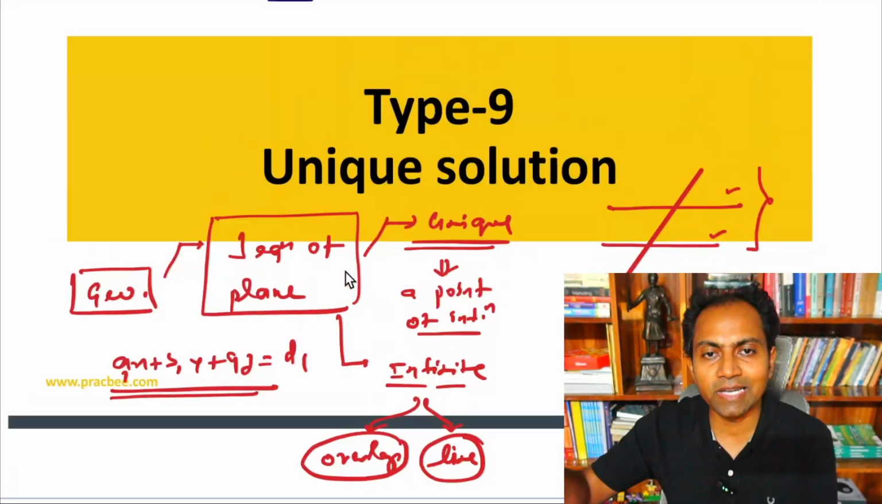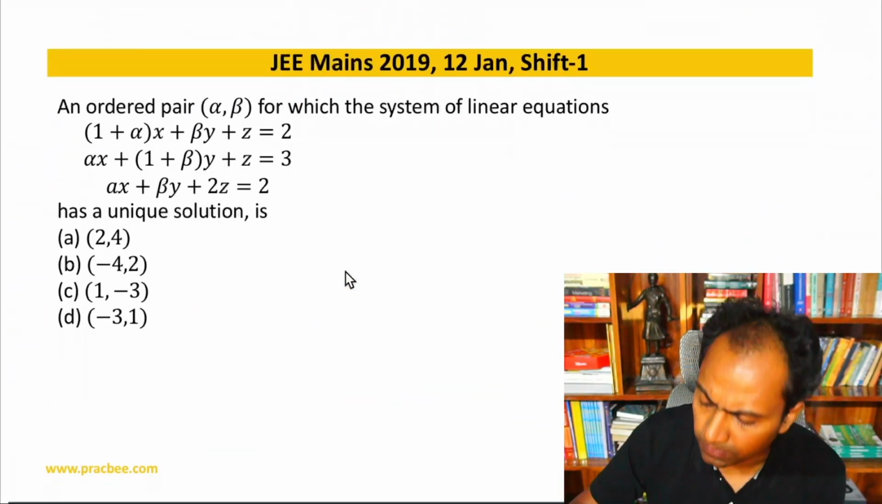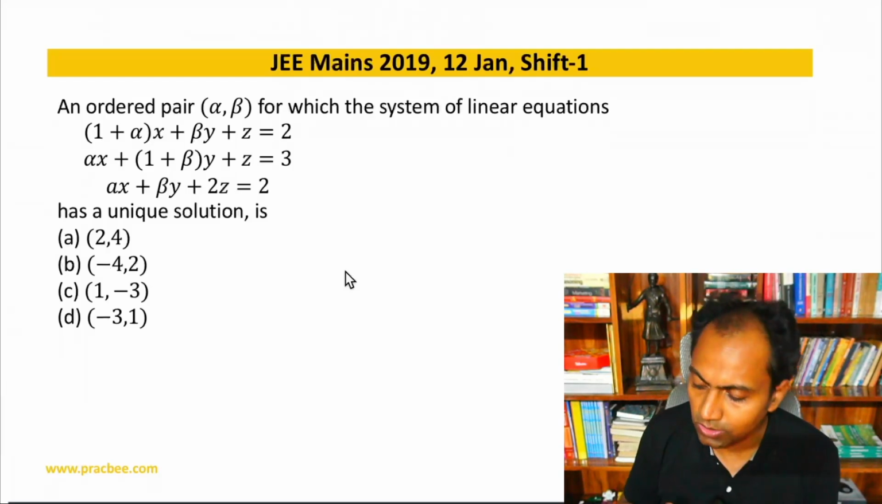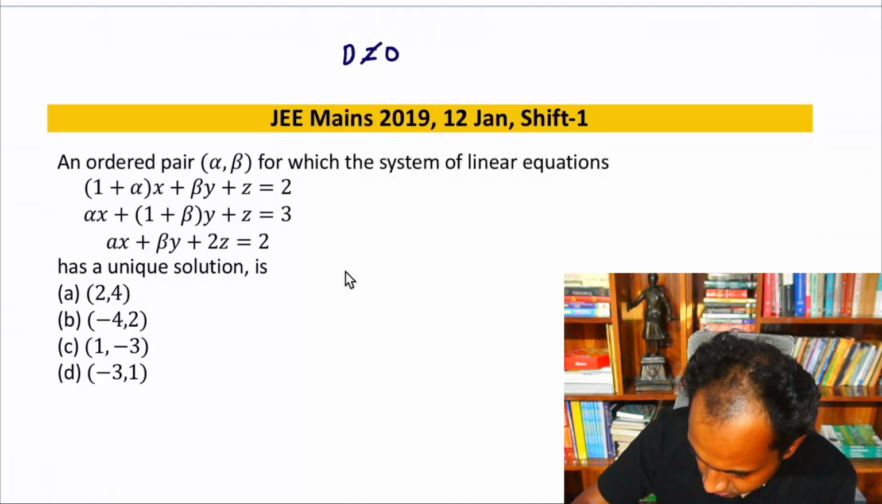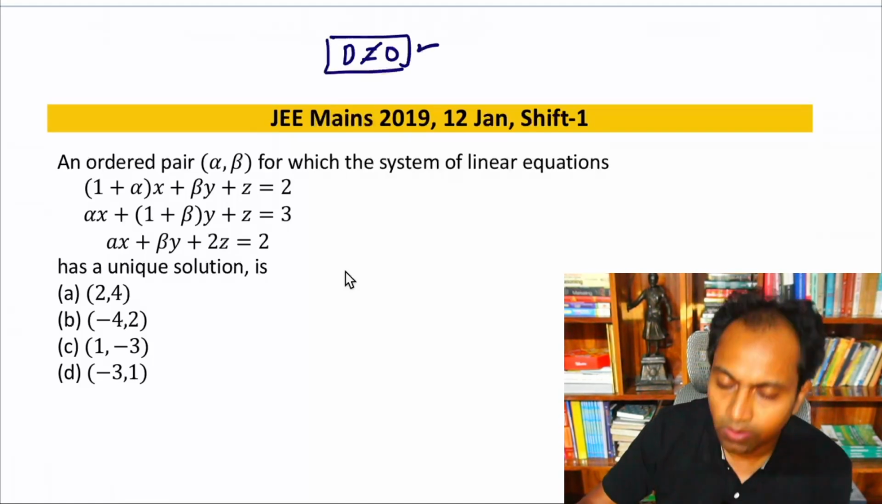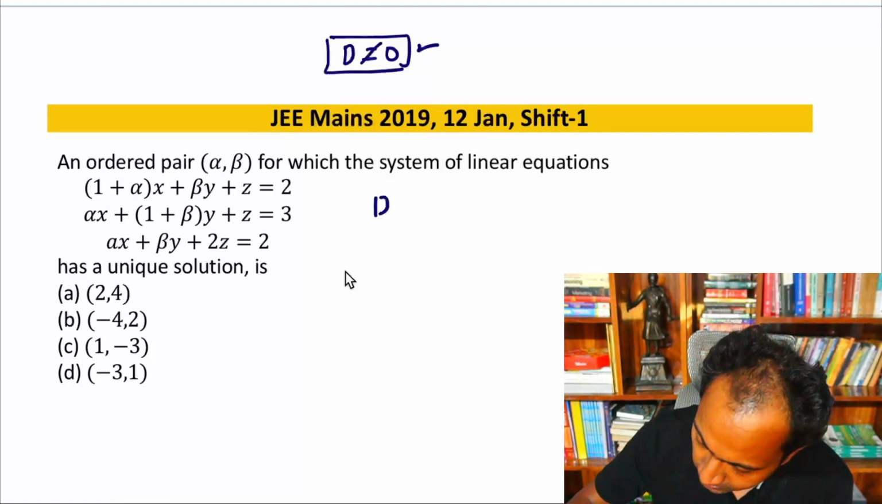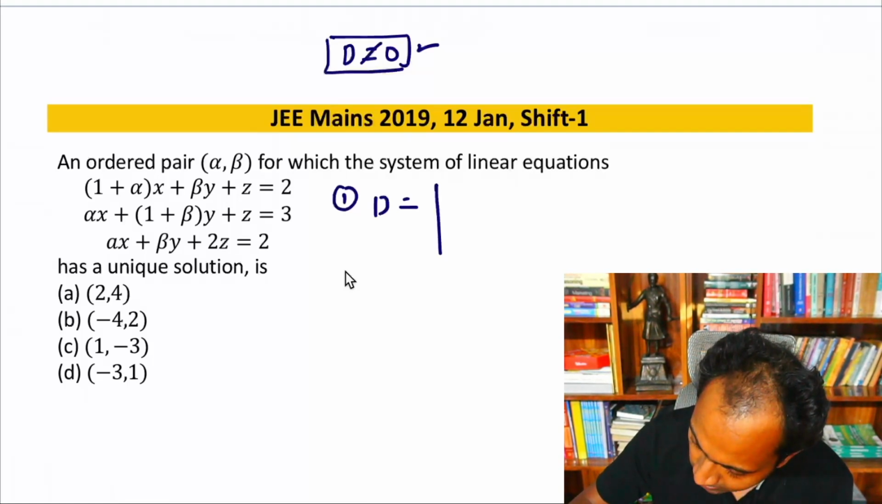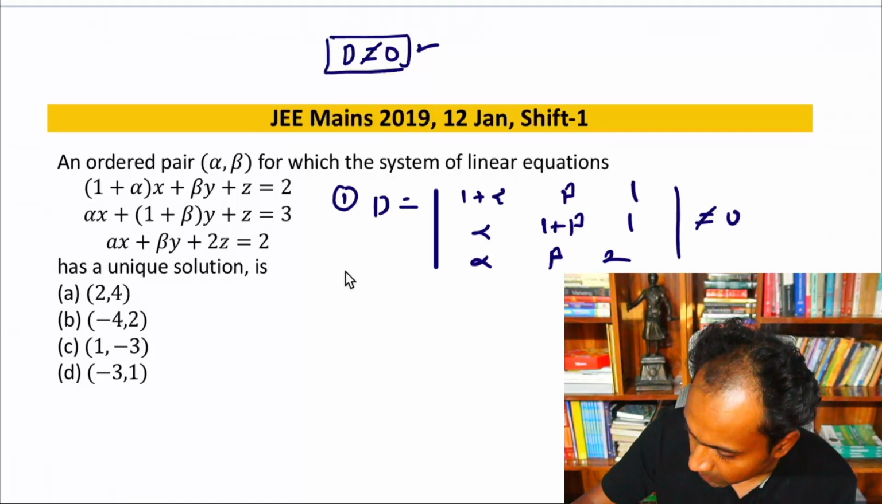Now let us start with type 9 problem, that is unique solution. So you will observe that like in this 2019 question, when we solve questions based on unique solution, the first thing that we are going to always check is the condition of determinant. So this determinant should not be equal to 0, only then we are going to have a unique solution. So let us write the value of D in this question in the first step. If I write it down, it is going to be 1 plus alpha, beta, 1, alpha, 1 plus beta, 1 and alpha, beta, 2, and this should not be equal to 0.